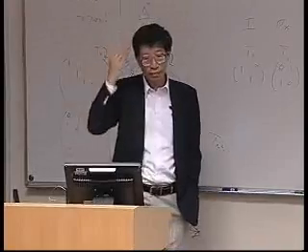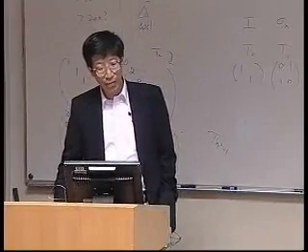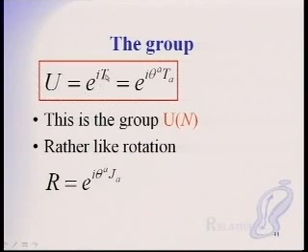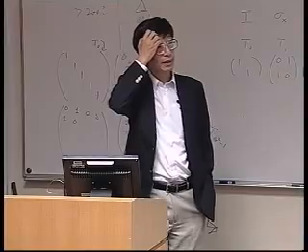So let's just recap everything. U can be written as e to the it. In other words, T is just a log of U. And T, as a Hermitian matrix, can always be expanded as a linear combination over the basis matrices with parameters theta A. Okay? So this is called the group UN. And it's actually very much like rotations, where the rotation operator is e to the I theta A J A, where A is 1, 2, 3. Okay? Any questions?